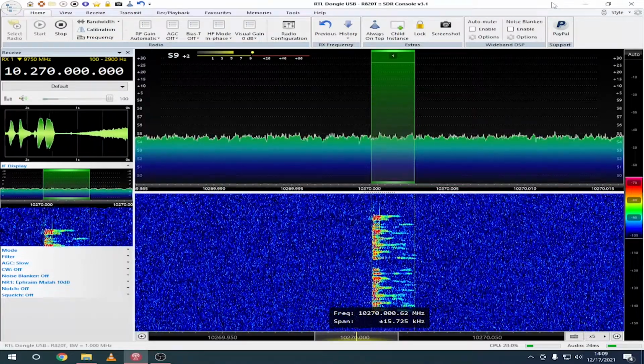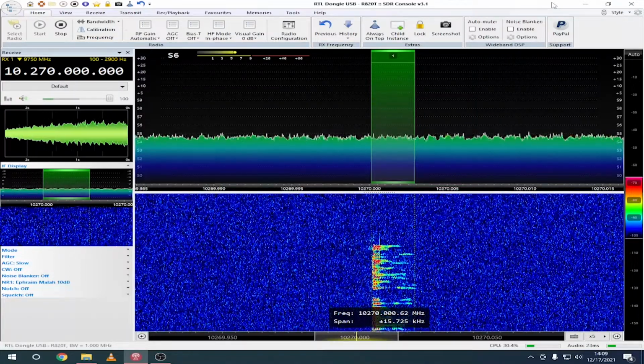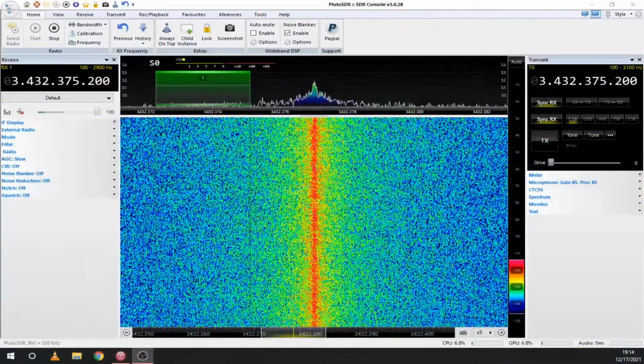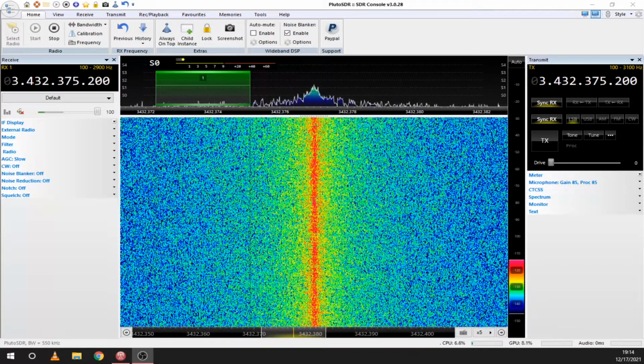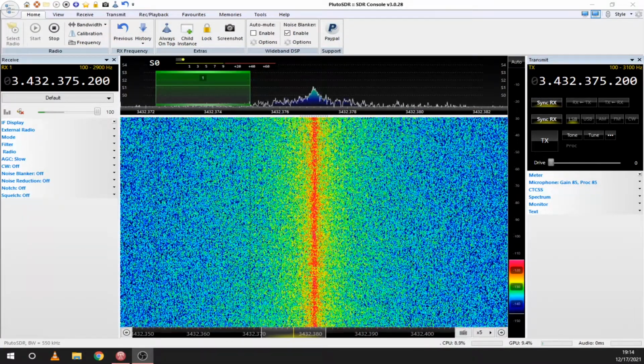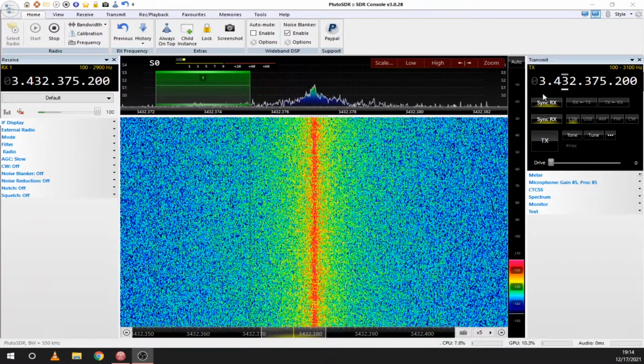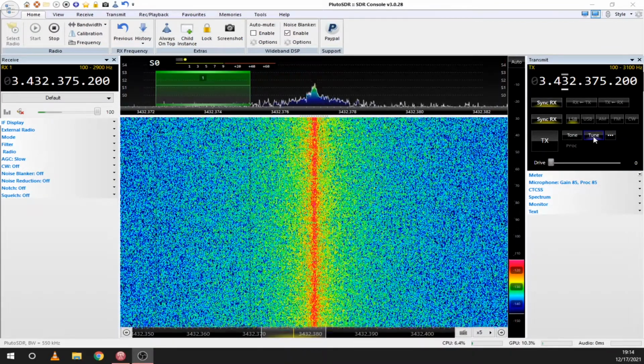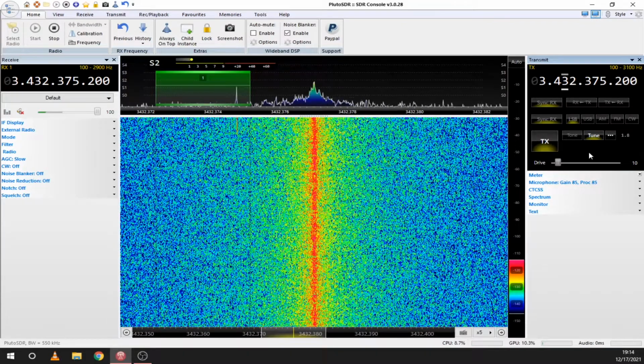Also, this solution inverts the spectrum, and if you transmit using lower sideband, your receiver must be set to upper sideband. For the transmit side, I'm also using SDR Console. Here you can set your frequency, power and modes. If you are using a full duplex SDR like the Pluto here, you will see the signal in the spectrum.